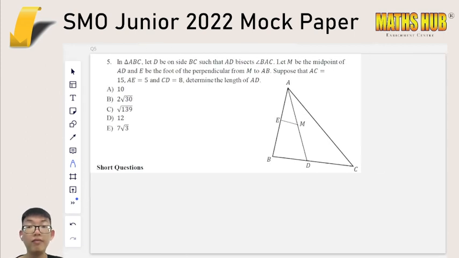Okay, last up, we'll look at question 5. Now, if a number of you felt that this was a pretty difficult question, you would be absolutely right. And the reason is that traditionally, the SMO tends to have an increasing order of difficulty within the MCQ questions and an increasing order of difficulty within the short questions, but not necessarily across the two sections.